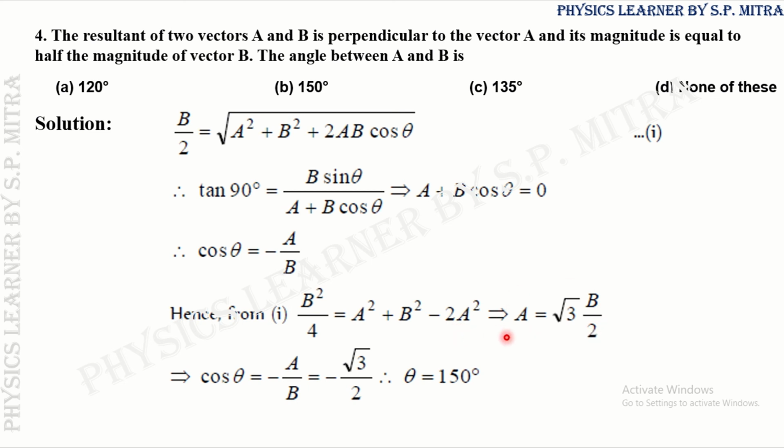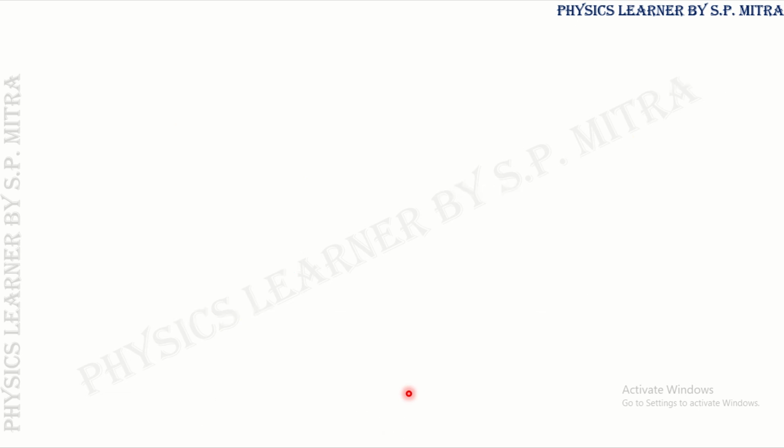Now, solving this equation, we can get a relation between A and B. Now, put the relation between A and B in the equation of cos theta, from which you can determine the value of theta, which is nothing but 150 degree. So, the correct answer is option number B. Now, move forward to the next question.